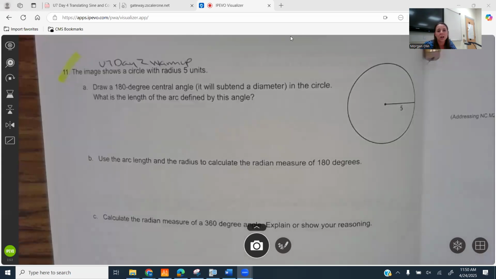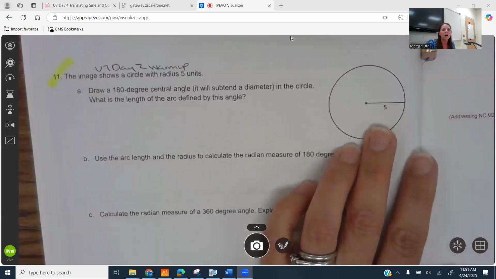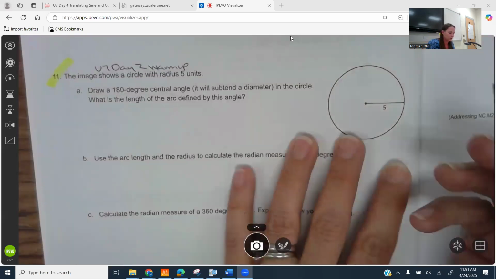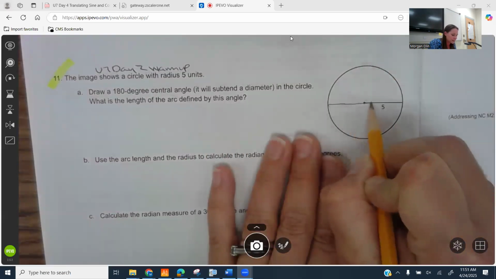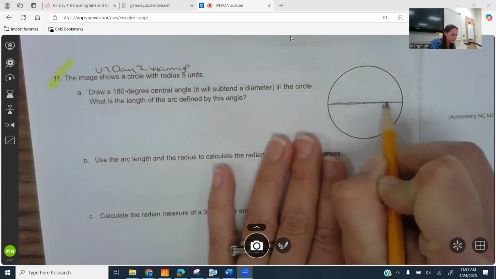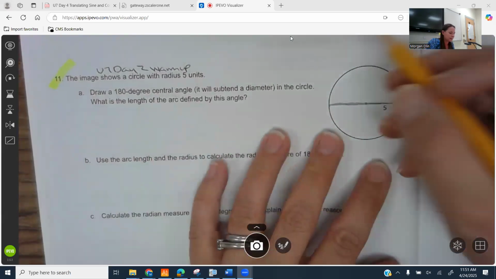We are on page 18, number 11, and then we're going to do number 12 on the next page, just for review. The image shows a circle with radius 5. So we see this right here. Draw a 180-degree central angle. It will extend the diameter. So basically what that means is it just makes the diameter right here. In the circle, what is the length of the arc defined by this angle?